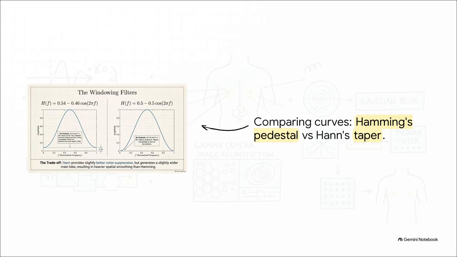Notice that 0.08 pedestal holding the curve slightly above the baseline on the Hamming side? Contrast that with the incredibly smooth absolute zero taper of the Hann filter. Both of these are heavily suppressing those upper-end frequencies, but they take slightly different philosophical approaches on whether or not to entirely destroy the high-end signal.